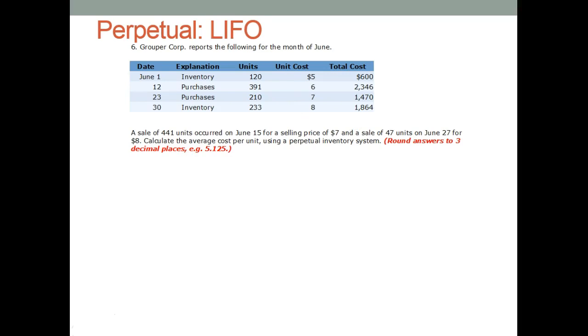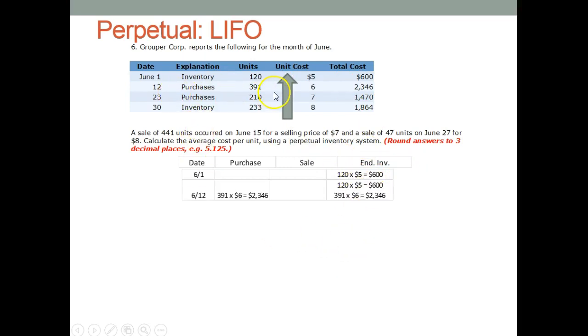Now, if we were to do LIFO, it's exactly the same mechanics. So you set up your table, you lift your arrow because it's LIFO, and starting with June 1, I've got my beginning inventory on June 1 becomes my ending inventory on June 1. On June 12th, I've got my purchase, $391 at 6. I'm going to rewrite my previous bucket and add in this new purchase. So 120 at 5, 391 at 6.